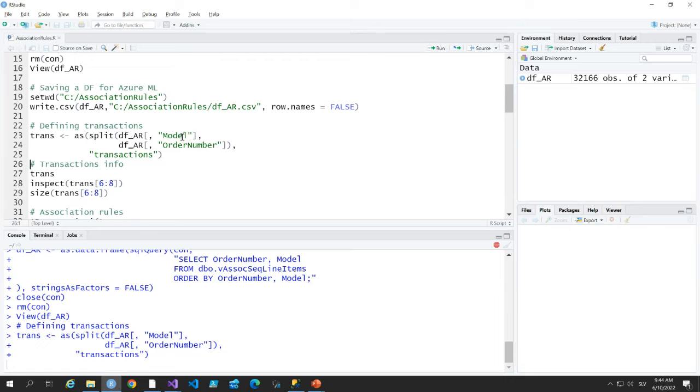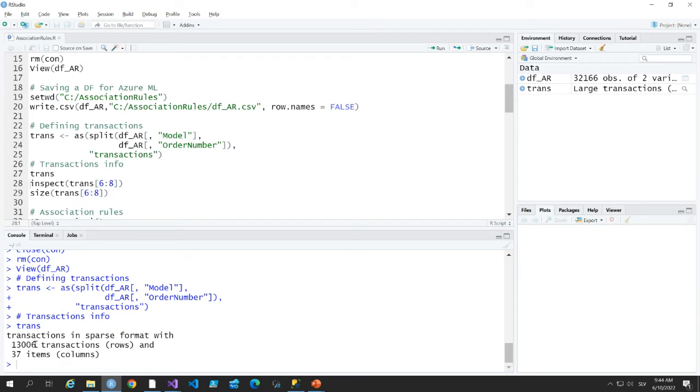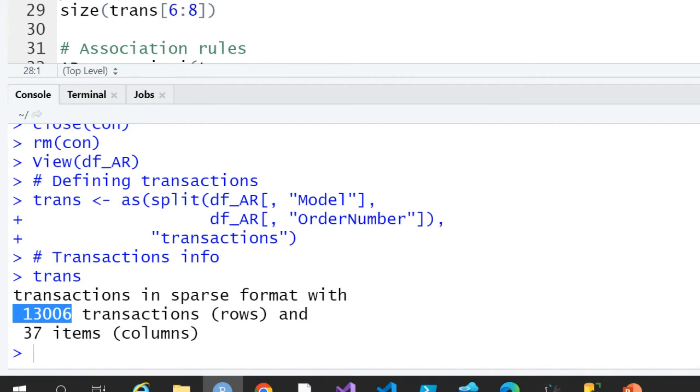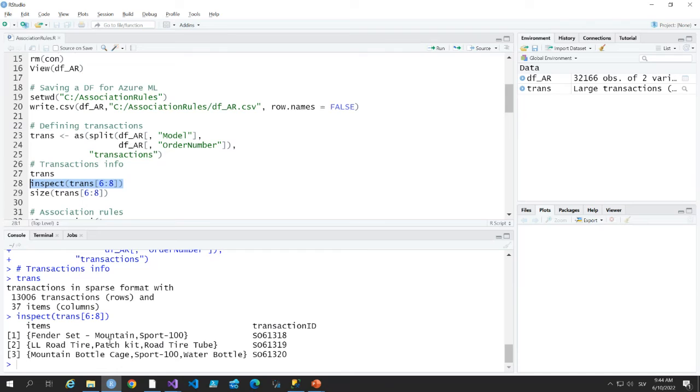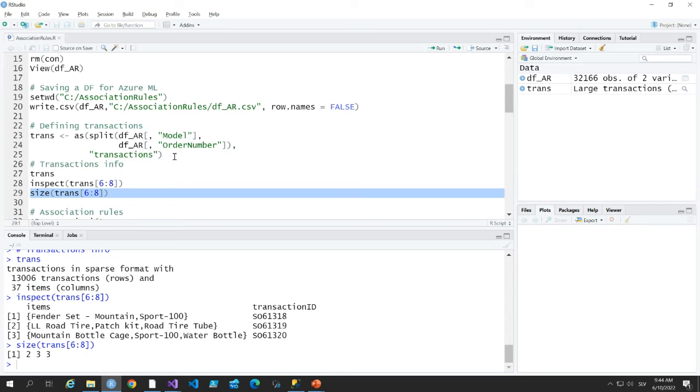Now I will have to define what is a transaction. So order number defines my 13,000 transactions. It actually creates kind of a big matrix. So maximally we have 37 items in a single transaction. And these are, for example, transactions from 6 to 8. So this transaction consists of 2 items, and this one of 3 items, and so on. This is just a sequential number, right? We can calculate the size. So 2, 3, 3 are the sizes.